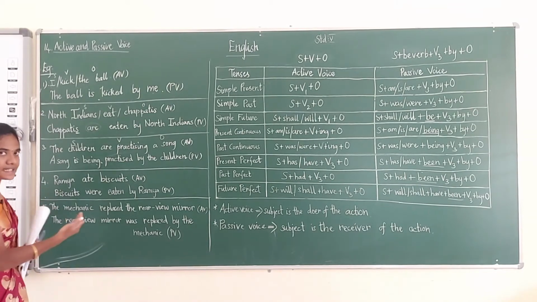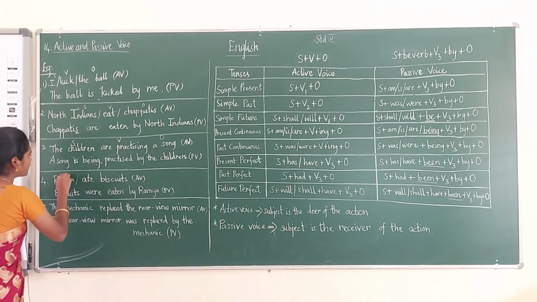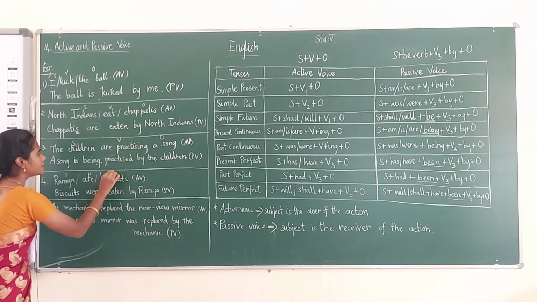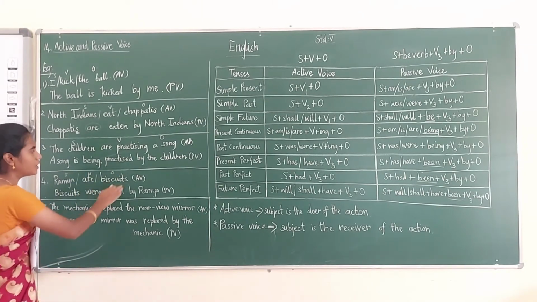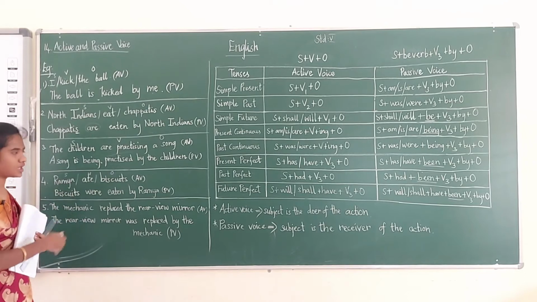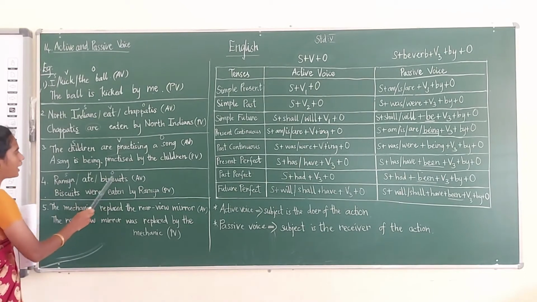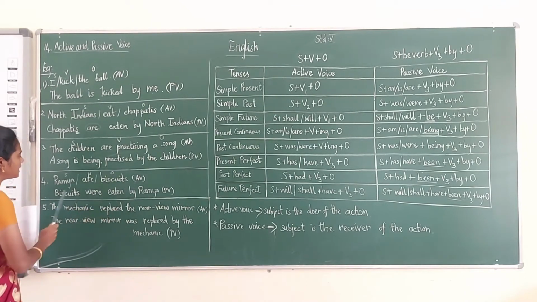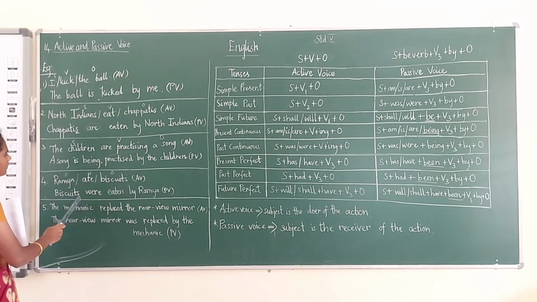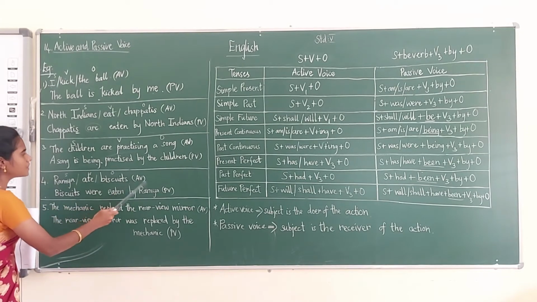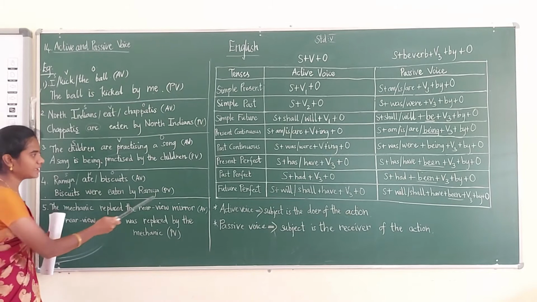Ramya ate biscuits. Ramya is the subject, ate is the verb, biscuit is the object. So while you are changing into passive form, you have to change and write. The object in the active voice becomes the subject, so we have written biscuit. The subject in active voice becomes the object in the passive voice.